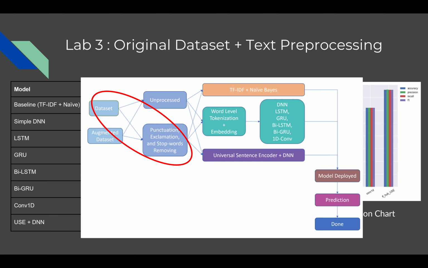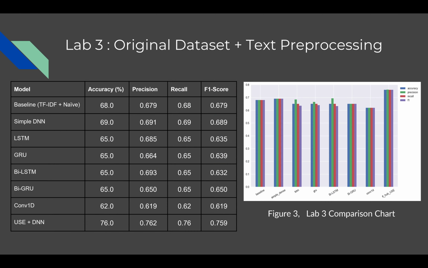Lab 3 is the most common way to undertake the NLP task. In Lab 3, we faced similar issues as in Lab 2, where the overall performance dropped. However, unlike Lab 2, the best performing algorithm, USE plus DNN, did not suffer a significant drop in performance and was still able to perform well in polarity classification. On the other hand, the 1D ConvNet algorithm showed the worst result among all the tested algorithms.